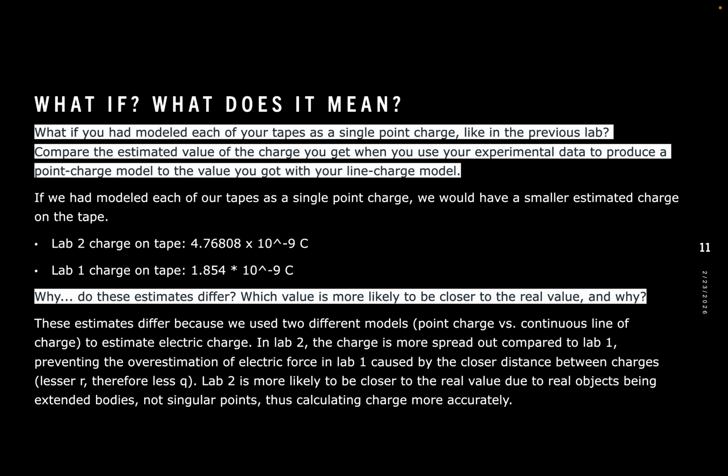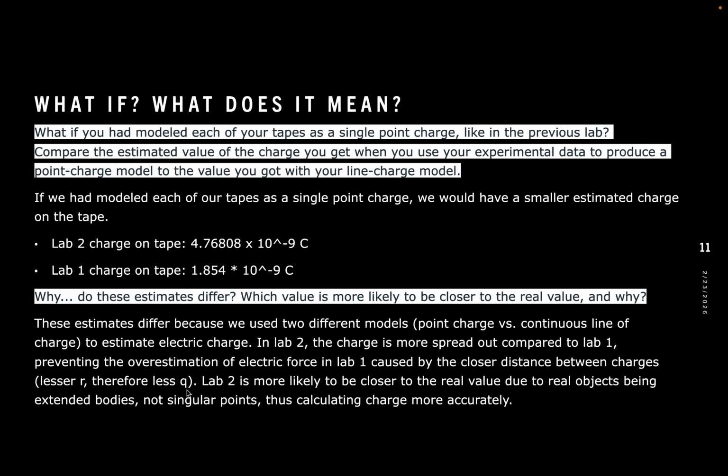If we put the point charge right in the middle of the tapes and we separate the tapes by a certain distance, that is the closest possible distance between the two pieces of tape, and thus there's less Q as well. So lesser R means lesser Q according to the Coulomb's law equation. In Lab 2, we spread out all of the charges, so there's a greater overall R, which means a greater overall Q to counteract that, to give us our charge. And it's very likely that Lab 2 is closer to the real value due to real objects being extended bodies and not singular points like Lab 1's charge.